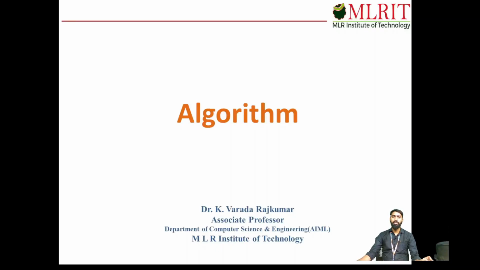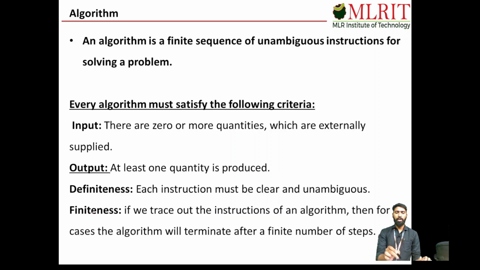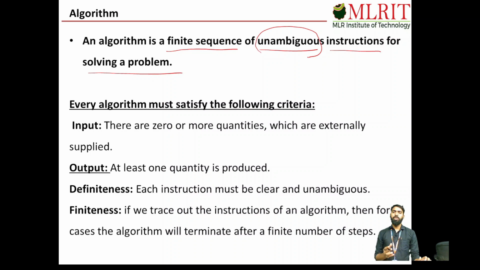In this session, we learn about algorithm. An algorithm is a finite sequence of unambiguous instructions for solving a problem. A finite number of sequences means you complete the algorithm within a specific number of instructions, and the instructions must be unambiguous. That means the algorithm does not contain any infinite loops. That means all the instructions are very clear.